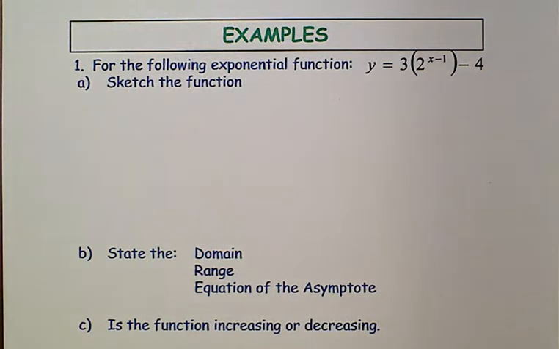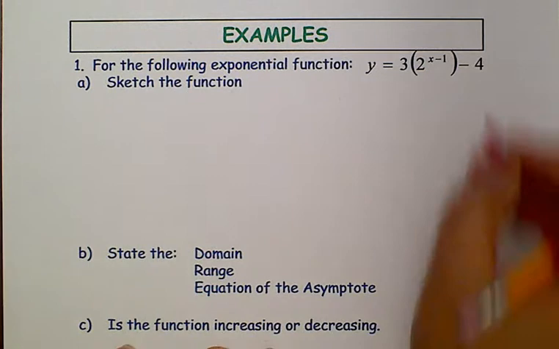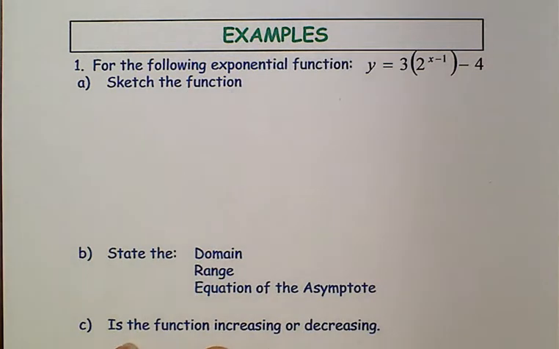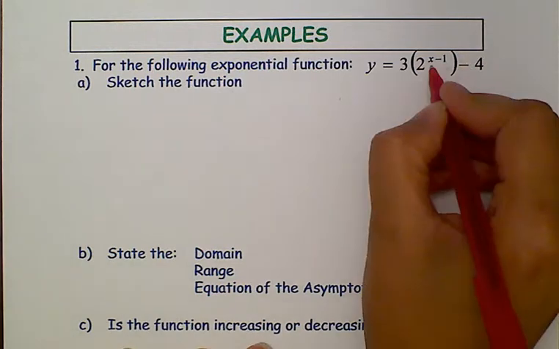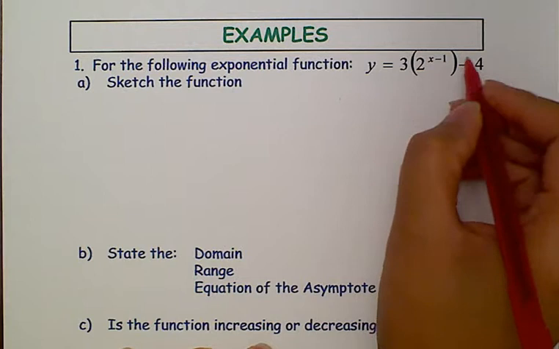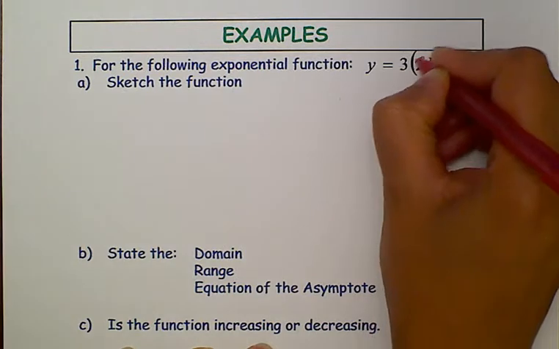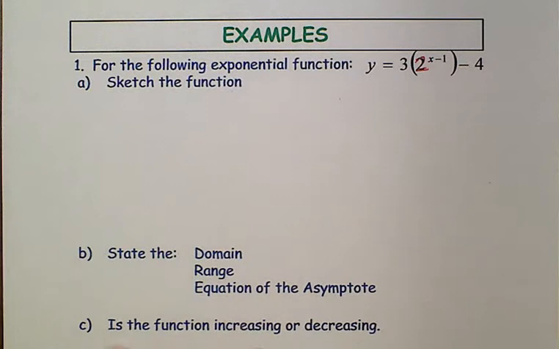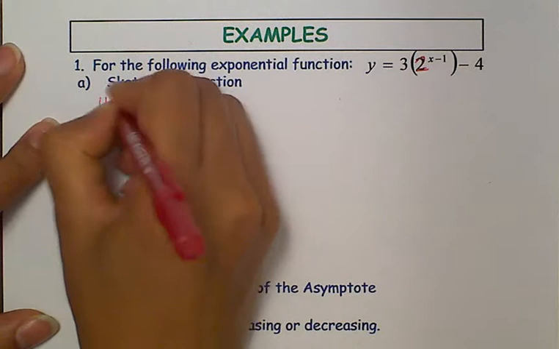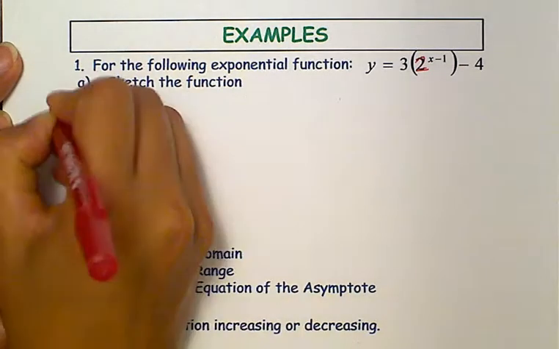So first thing I need to do is figure out what my base function is in order for me to figure out what the key points are going to be and what the graph should look like. The way to figure out what the base function is, is to look at the number that has exponents applied to it. And I can see clearly here that the exponent I'm looking at, which is x minus 1, is being applied to a base of 2. So what this tells me is that my base function is y equals 2 to the exponent x.